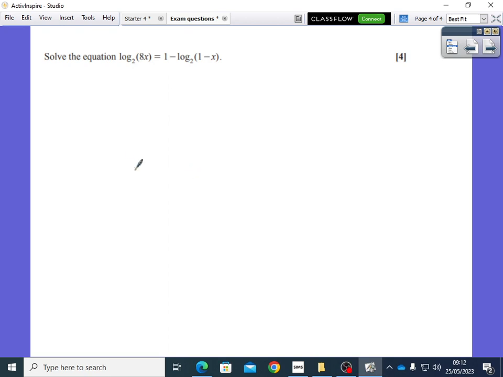Hi everyone. Let's have a look at this log question. It says solve this equation. We've got it in here.